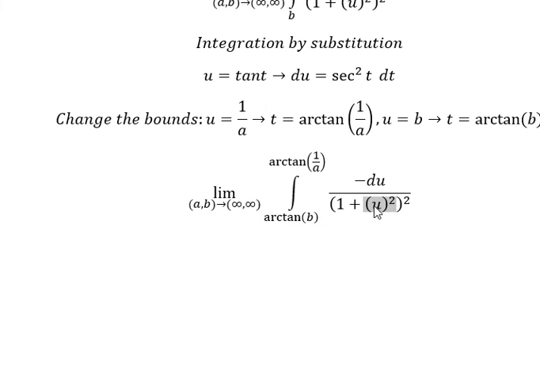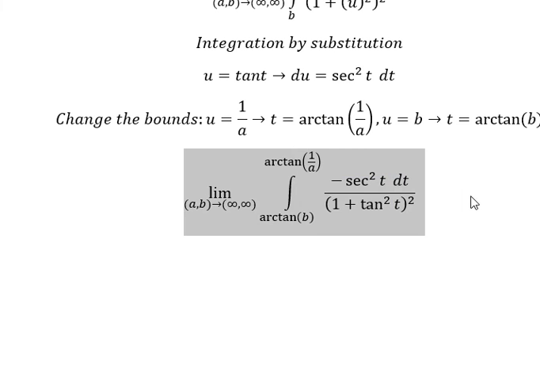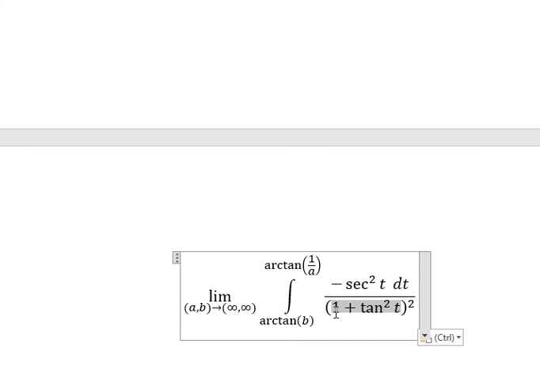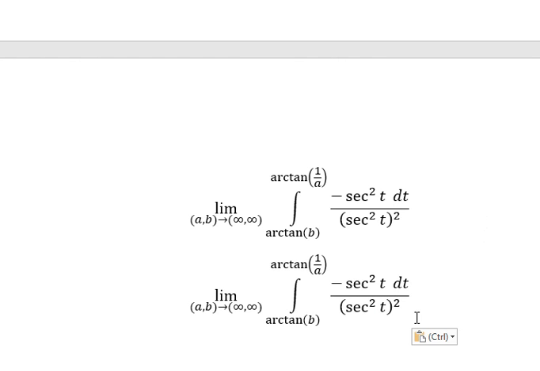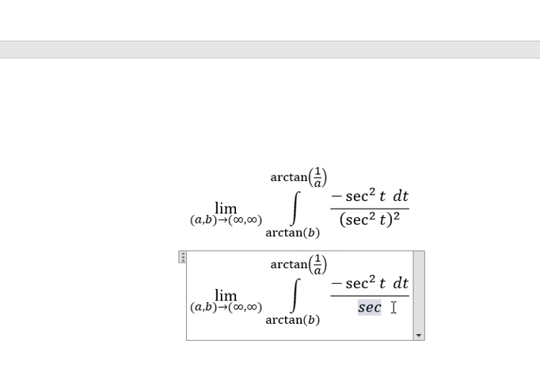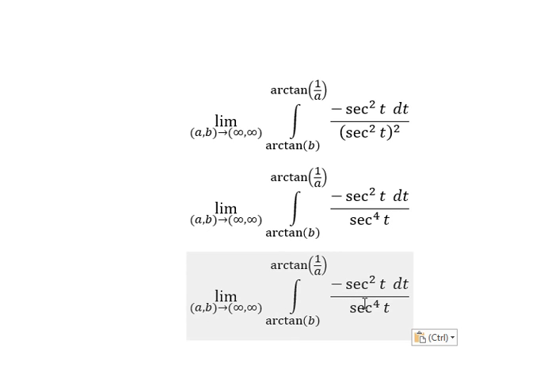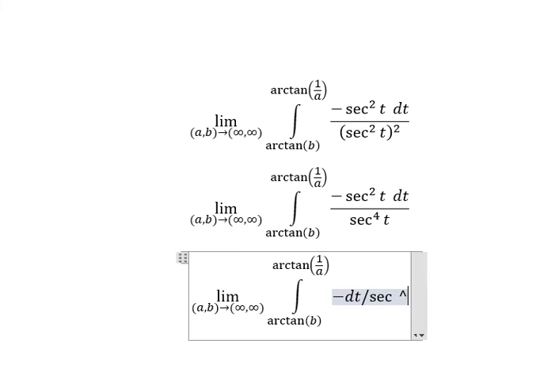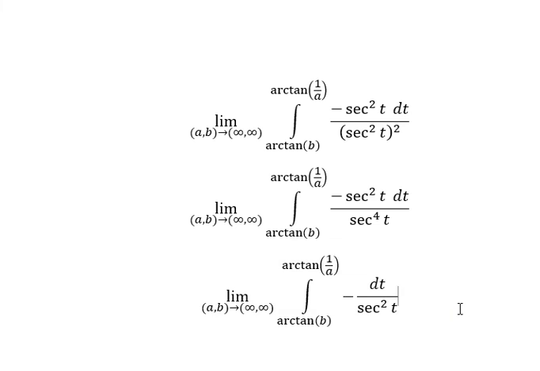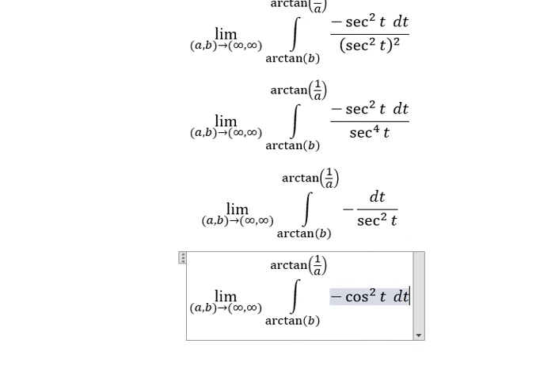The u we change to tan t squared. So this one we have secant of t squared, and this one we have secant of t to the power of 4. And now we need to simplify. So this one we can write as cosine t squared dt.